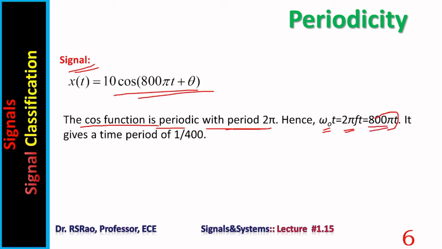This 800 pi t has come from the given expression. It gives a time period of 1 by 400. Notice omega naught is 2 pi f, and the required quantity T naught is 1 by f.